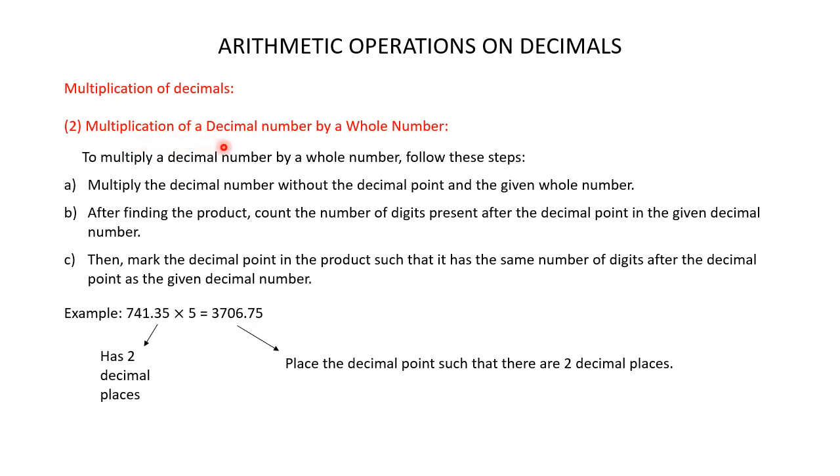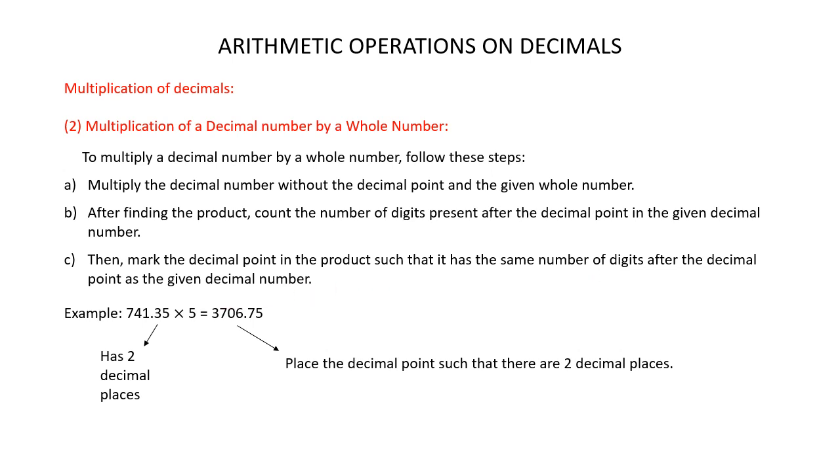Let's learn multiplication of a decimal number by a whole number. To multiply a decimal number by a whole number, you have to follow these steps. Multiply the decimal number without the decimal point and the given whole number. After finding the product, count the number of digits present after the decimal point in the given decimal number. Then mark the decimal point in the product such that it has the same number of digits after the decimal point as the given decimal number.